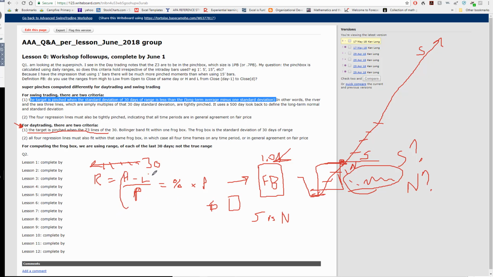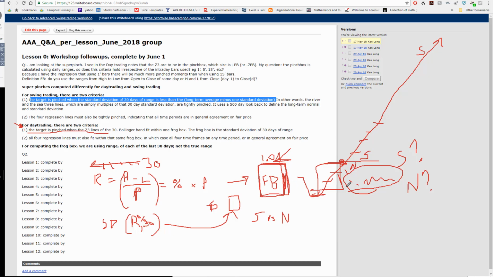So what we're going to do is take the standard deviation of the range percentage of the last 30 days. And that allows us to compute the frog box. So when we see prices, we measure price intraday in units of frog boxes, as units of non-noise moves.